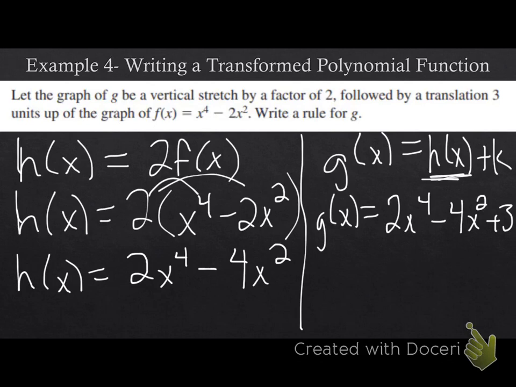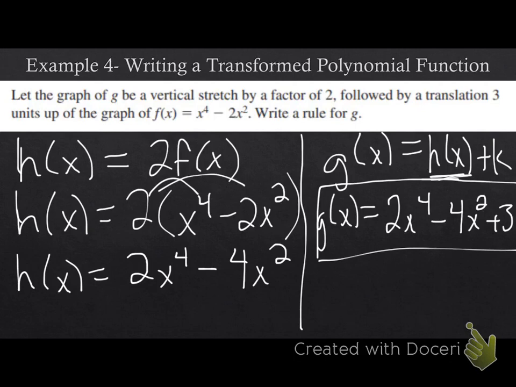Wait, what would it be called if it was negative 3? It would say down 3 units. Okay? Can that be simplified further? No, here's my rule for g. Do I have to graph it or anything? You could. Does it tell me to? No, so there's my answer. I'm done. Pretty easy, right? Hopefully.